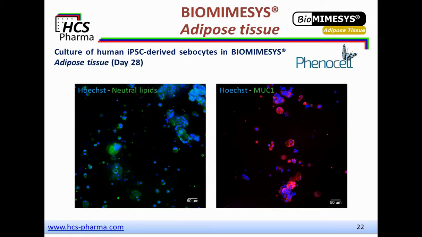Just for your information, biomimesis adipose tissue has also been successfully tested for the culture of sebocytes, in particular human iPSC-derived sebocytes. This is a collaboration that we have with Phenocell. Thanks to this picture, you can see that the sebocytes also accumulate lipids, as seen in green. And on the right, they also express MUC1 as a sign of good differentiation within biomimesis. So this shows that the cells can also be maintained for at least 1 month, since these pictures were taken at day 28 after seeding.